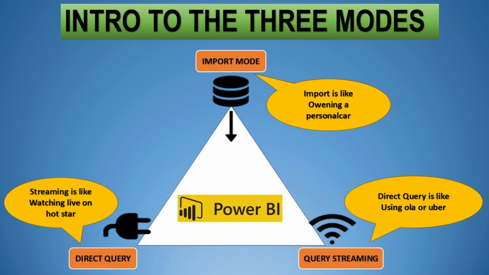Think of these three modes like three different vehicles. Import is like owning a personal car, fast but needs regular fuel. Direct query is like calling an Ola or Uber. You don't own it, but you are dependent on the driver. And streaming is like watching a live cricket match on Hotstar. It's real time, but with certain limitations.